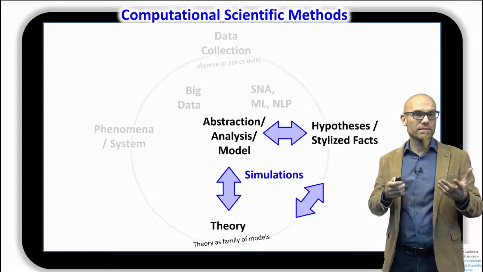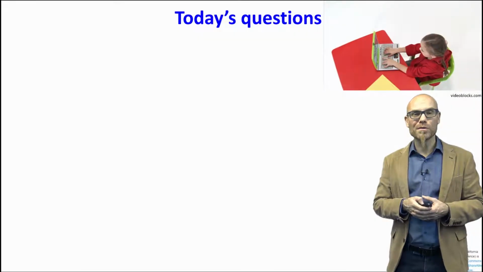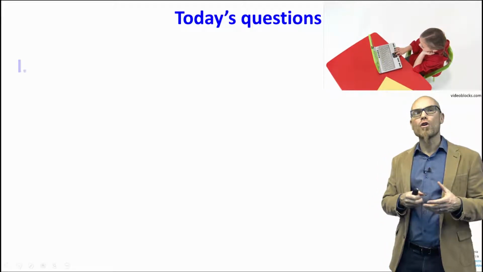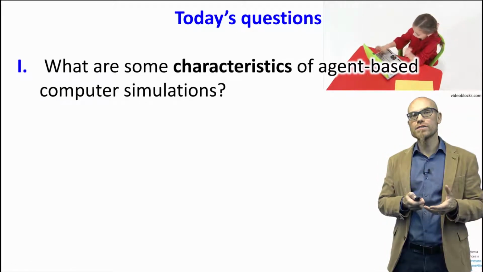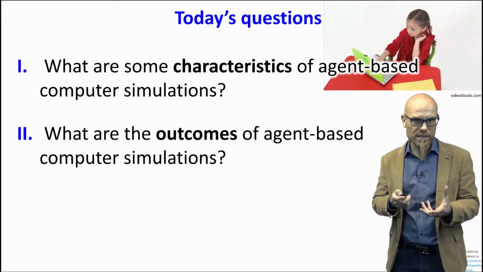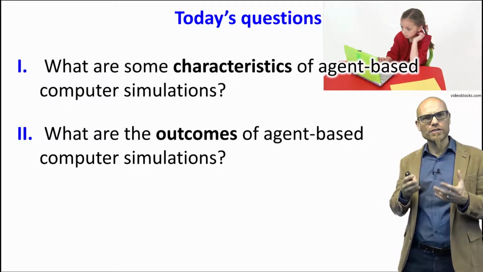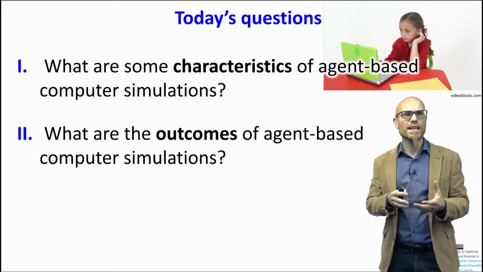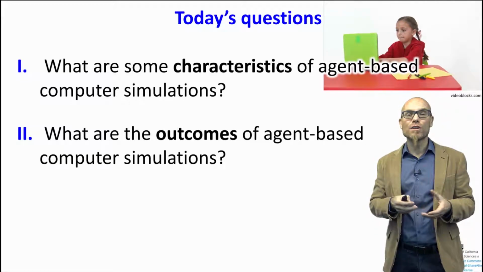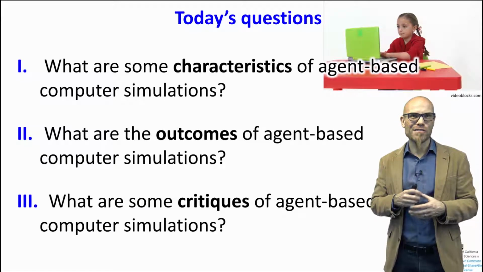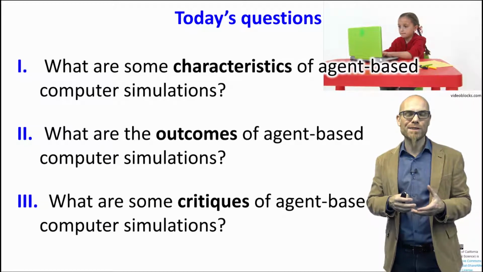And we will do that as always, as usual, with 3 questions. The first question is, what are some of the characteristics of agent-based computer simulations? Second, what are some of the outcomes? And we'll see there are certain classes of outcomes that we can expect of agent-based computer simulations. And last but not least, what are some of the critiques of agent-based computer simulation? That's very important, especially when you do research.